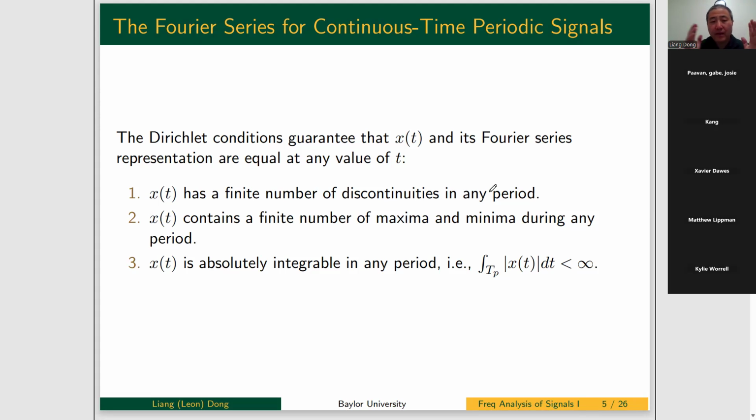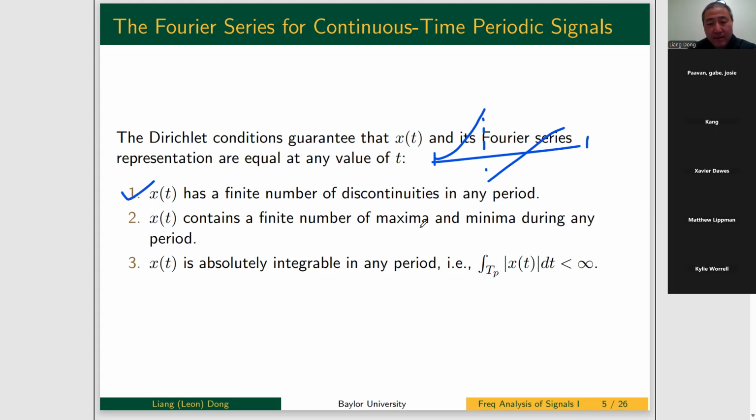In any period, I have discontinuities. My x(t) can be discontinuous from here to here. That's fine, as long as within a period these discontinuities are finite. Well, in practice, it's finite. Only some theoretical signals may have infinitely many of these discontinuities, but we're not getting to that. So usually, in all practical systems, this is satisfied.